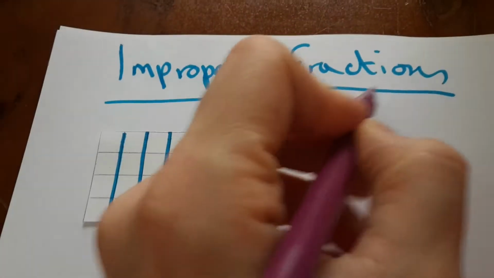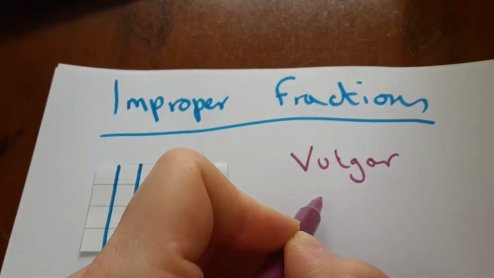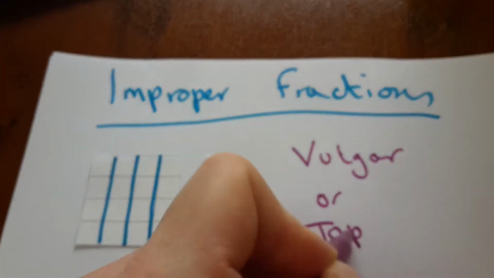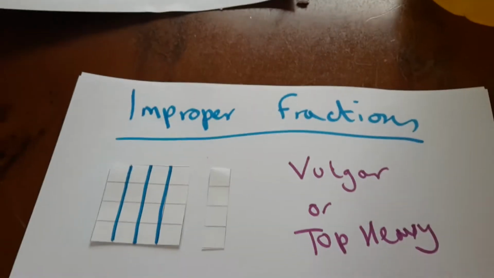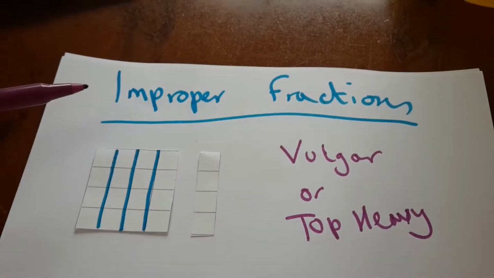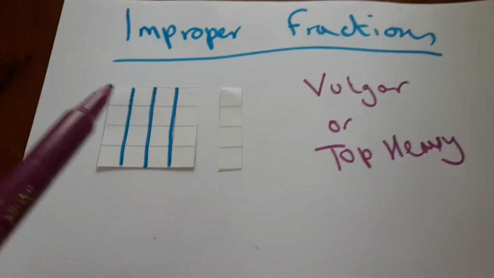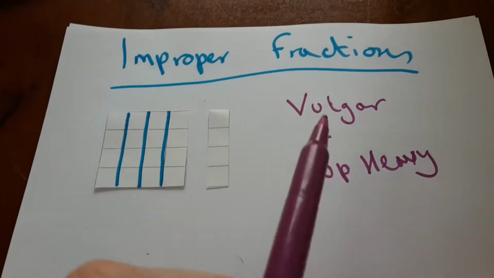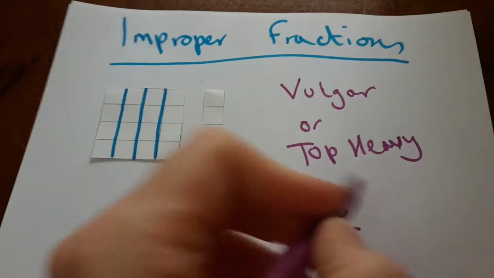Improper fractions are sometimes called vulgar or top-heavy fractions. The thing you need to remember is, even if you see it written like this, if you write anything, you need to refer to them as improper fractions. An improper fraction is when the numerator is larger than the denominator.